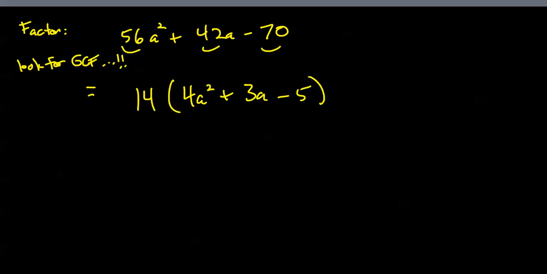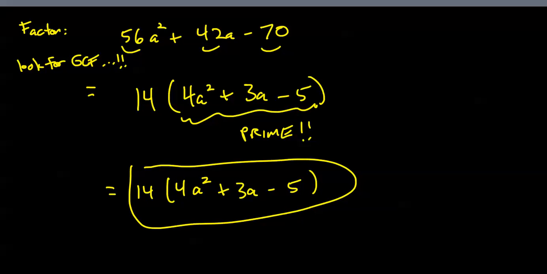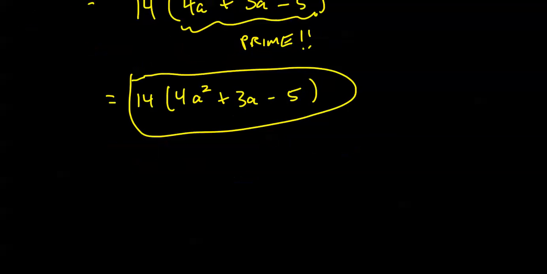And I believe this remaining trinomial is prime. And if that's true, then this is my final answer. All I can do is factor out a 14 here and call it a day, at least for this problem. 14 times 4a squared plus 3a minus 5.